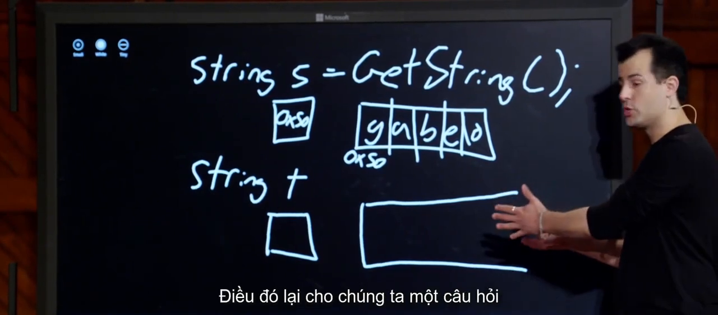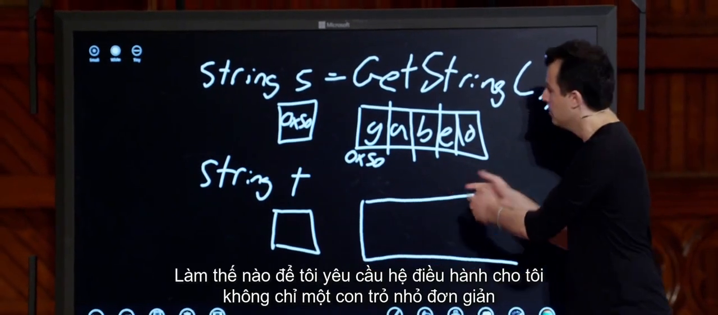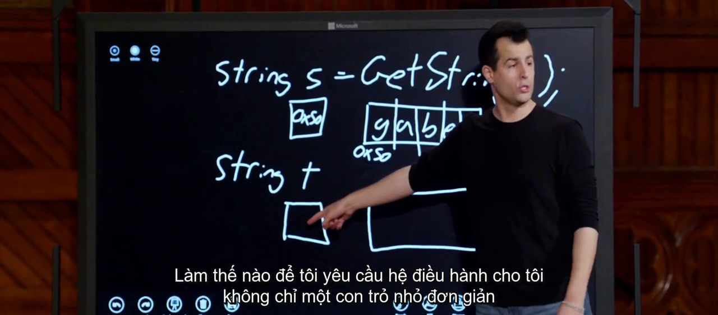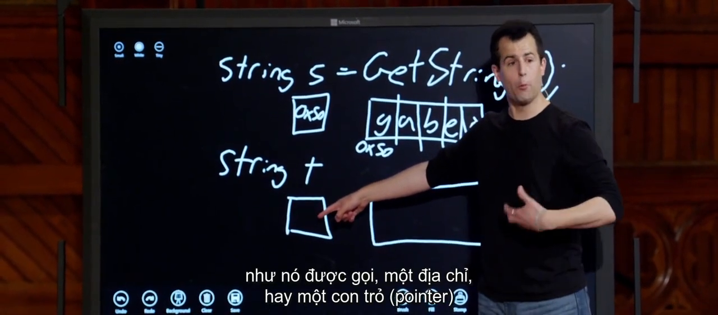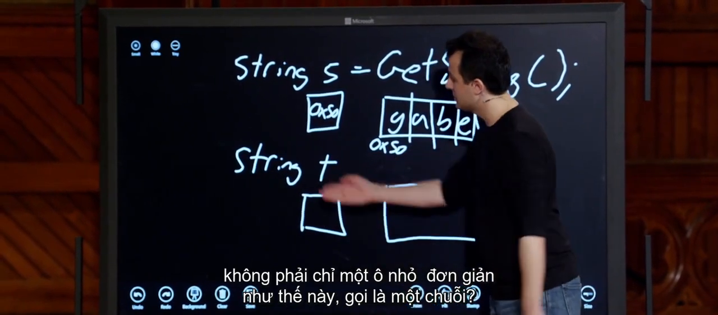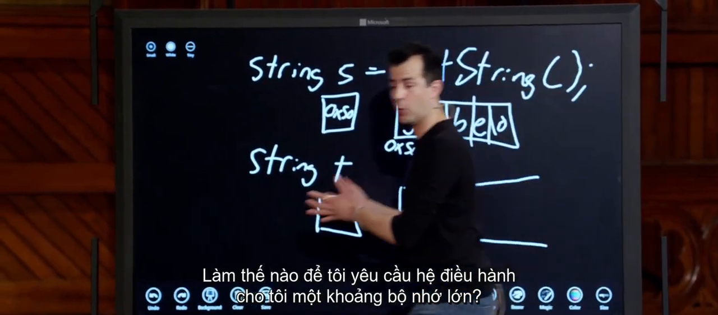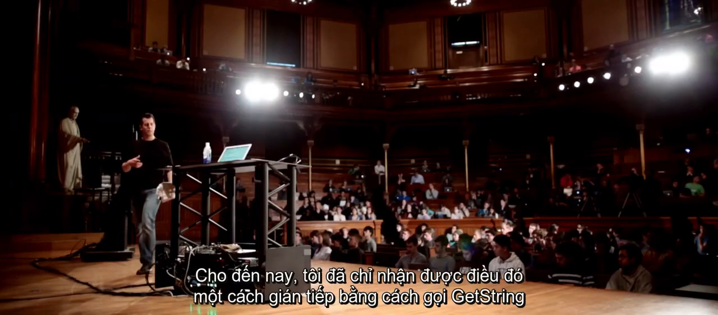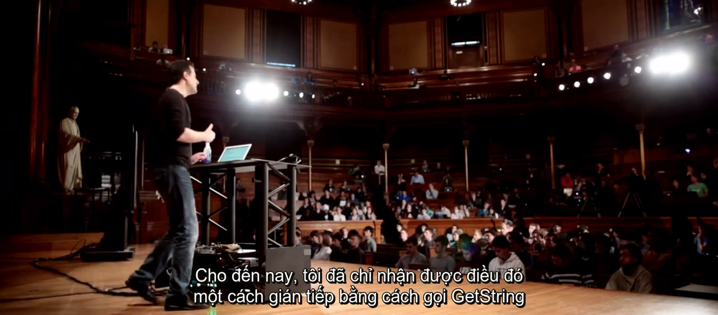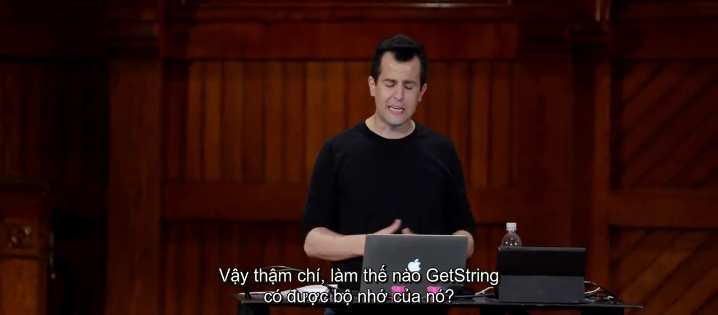So that leaves us with the question, how do I ask the operating system, not just for a simple little pointer, as this is called, an address, not for a simple little box like this called a string, how do I ask the operating system for a big chunk of memory? Thus far, I've only gotten that back indirectly by calling getString. So how is getString even getting its memory?